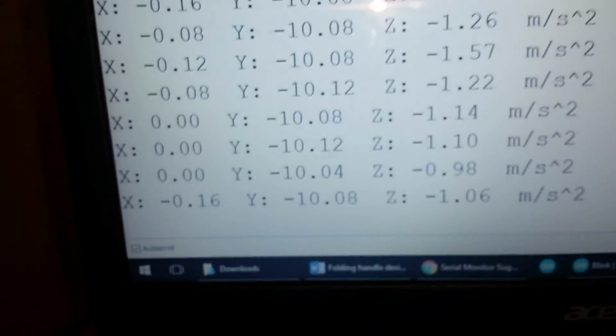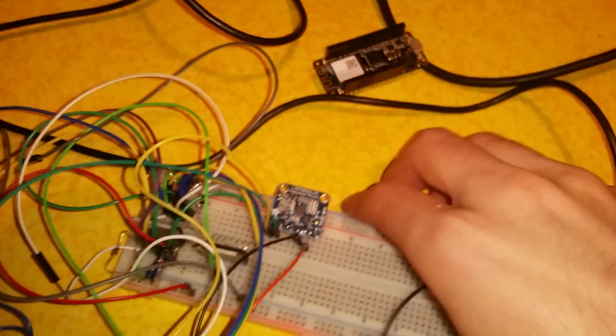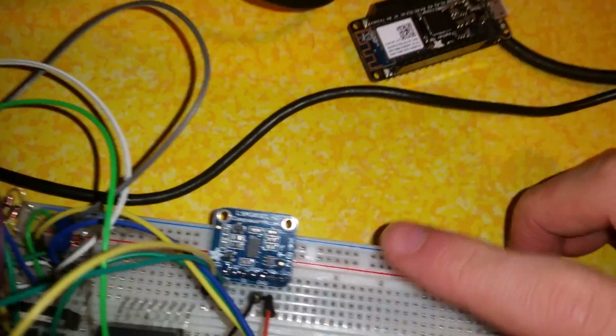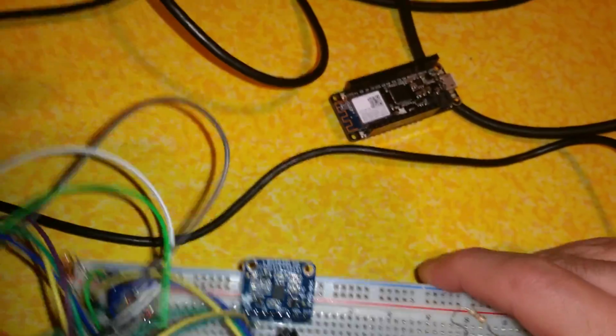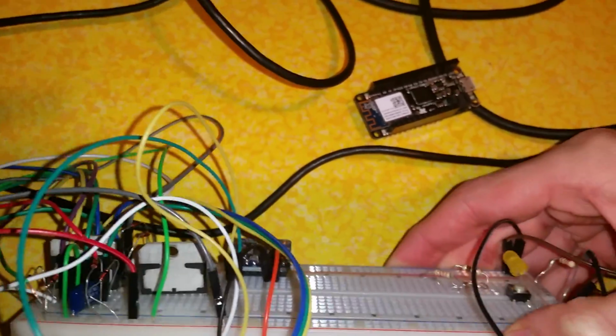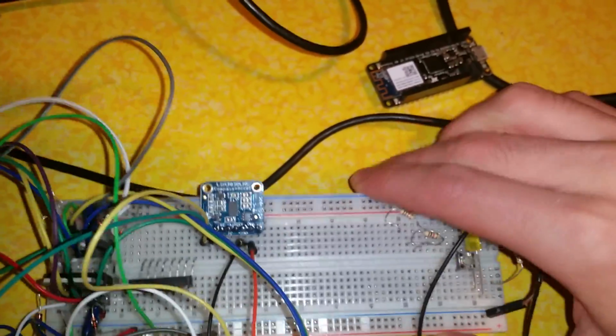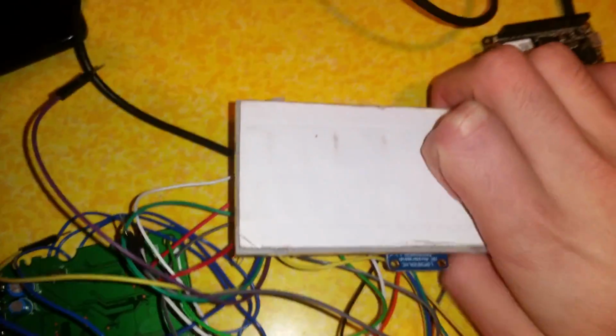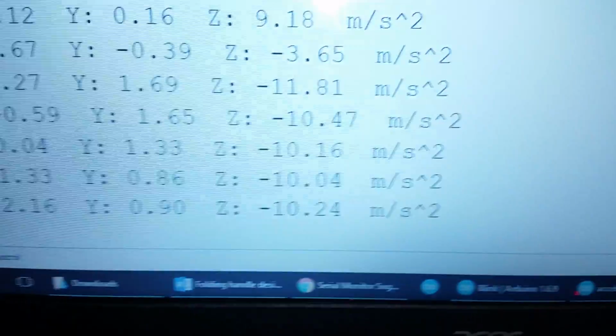If I flip it the other way around, I'll get positive 10. So I can detect the acceleration due to gravity if I'm tilting in the y-axis, tilting in the x-axis, and then tilting in the z-axis. Right now acceleration due to gravity is pointing down, so I'm getting 9.8. If I flip this board over, acceleration due to gravity should be inverted. So I get minus 10, which is good.